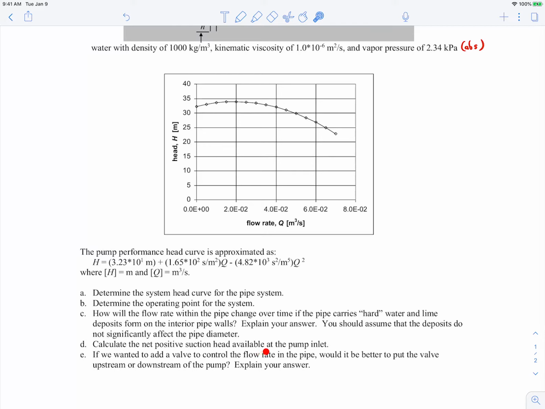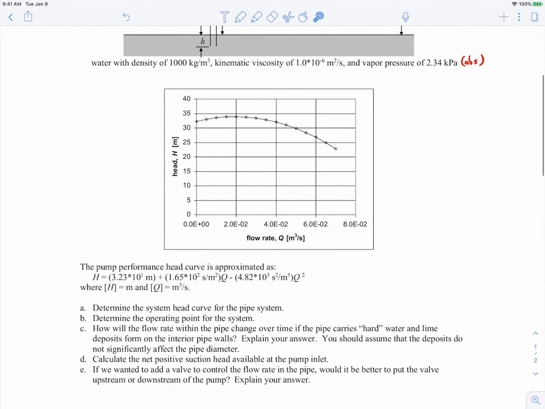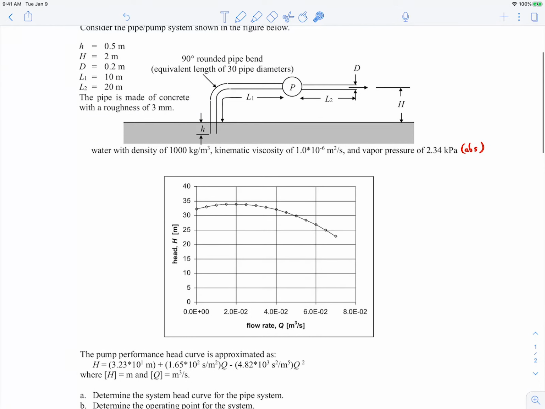Calculate the net positive suction head available at the pump inlet, and then if we want to add a valve to control the flow rate in the pipe, would it be better to put the valve upstream or downstream of the pump? So should we put the valve up here or put the valve down here, and explain our answers? So quite a few things we need to get through. Let's go ahead and get started.